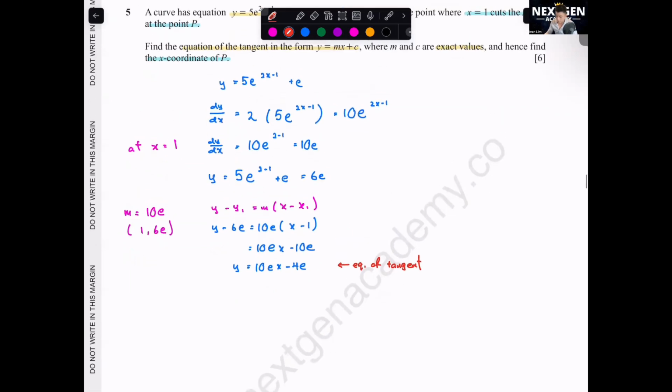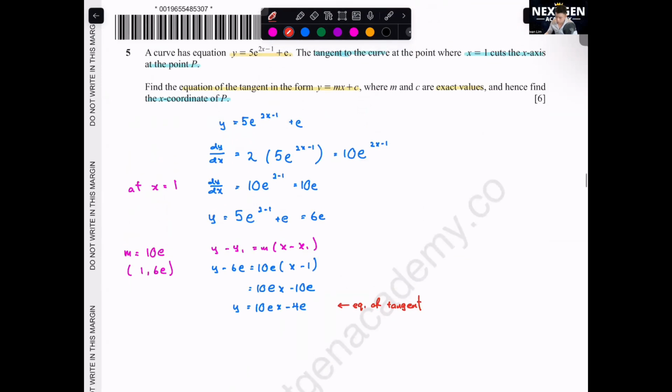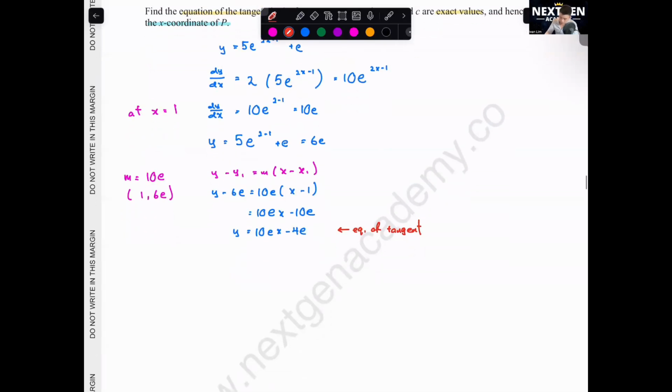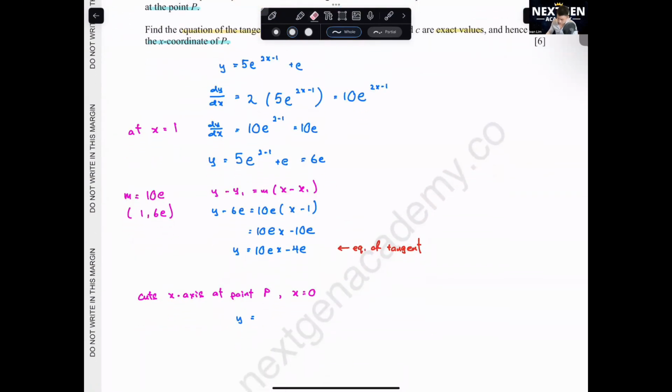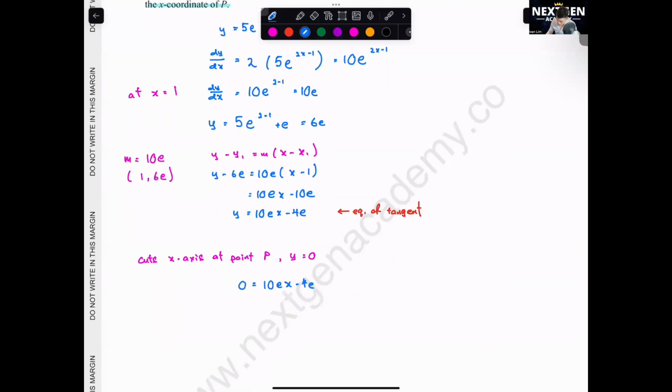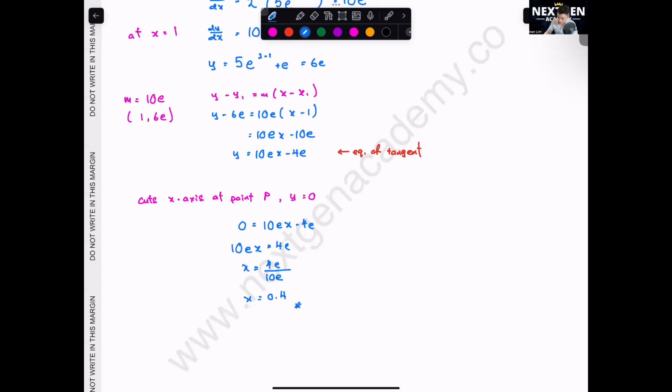And then the next one, x coordinate of point P. Okay, tangent to the curve cuts the x-axis at the point P. So cuts x-axis at point P. What does this mean? Your y is equal to 0, not x equals 0. So you sub in y equals 0 into the equation of the tangent that we just found. So 0 equals 10ex minus 4e. Okay, 10ex equals 4e. x equals 4e over 10e. x will be equal to 0.4. These two are your final answers.